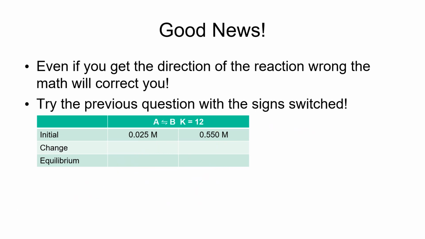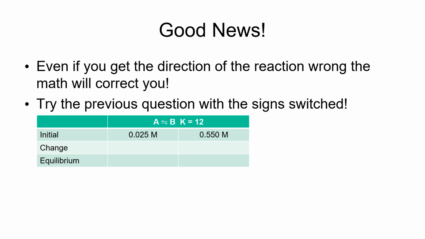Alrighty, one last thing before we go. Even if you get your reaction quotient and direction wrong, if you follow through with your algebra correctly, it should still give you the correct answer. And so some people ask me, why even bother with the reaction quotient? And that's a fair point, because if you're good with your algebra, you could almost just pick a random direction and it would solve it for you that way.